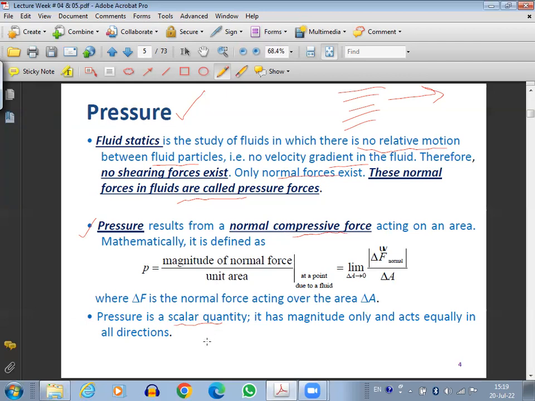Pressure is a scalar quantity. This is a point to remember. I can ask you in the exam, is pressure a vector quantity or a scalar quantity?